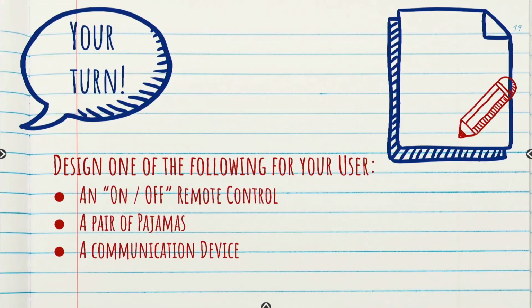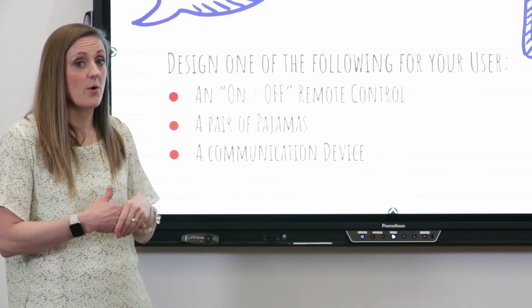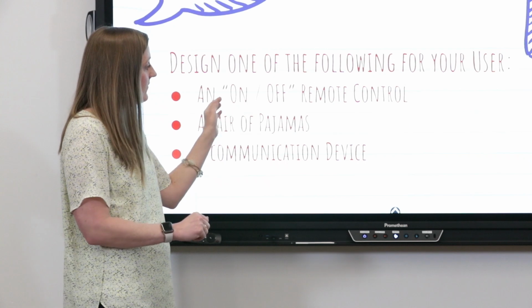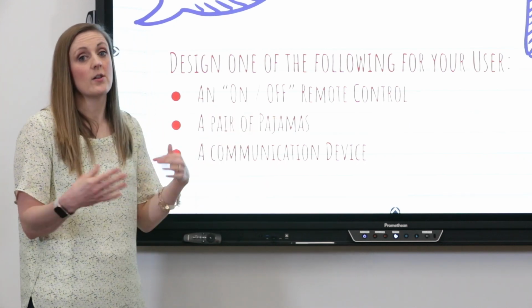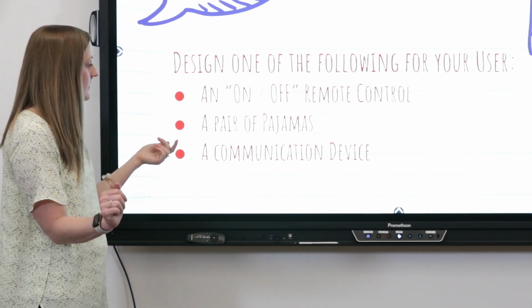So now I'm going to give you a challenge. I'm going to give you a challenge to pick your user again, whether it's the merman or the spy or the giant. And I want you to design one of the following things for your user. I want you to design a remote that can turn something on or off. Is the person going to watch a TV? Is the person going to need, if they're the underwater merman, are they going to need an alert system? It can turn anything on or off that you want.